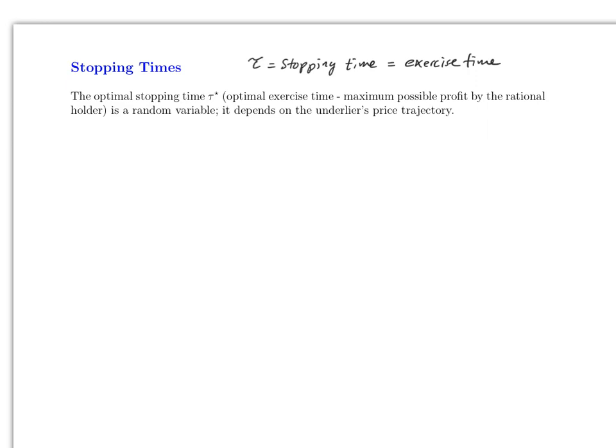We will be focusing mainly on optimal stopping time, which will be denoted by tau star. And optimal here means that will be the time where you decide to stop so you can get the maximum possible profit. Tau star is actually a random variable that depends mainly on the price trajectory.